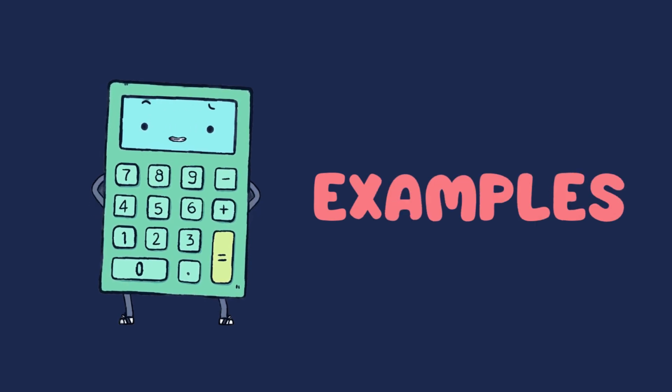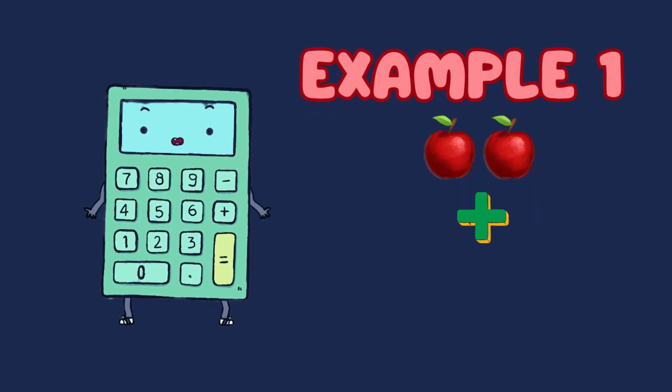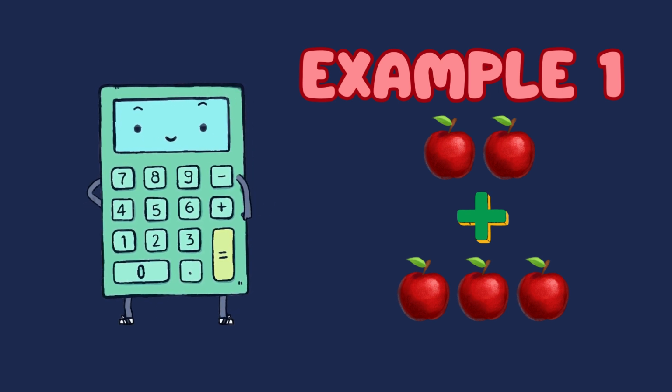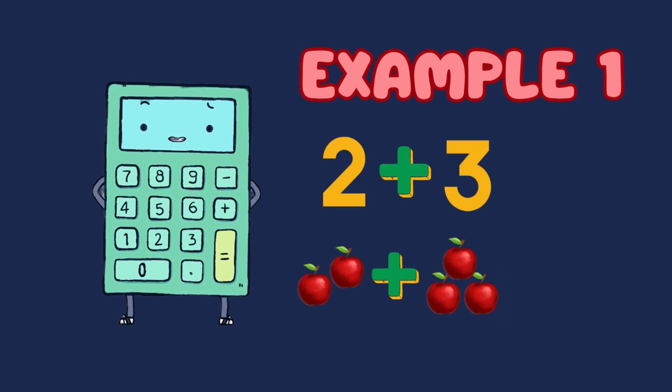Let's try some examples. Example 1. I have 2 apples, and I add 3 more. Let's count together. 1, 2, 3, 4, 5. So, 2 plus 3 is equal to 5.